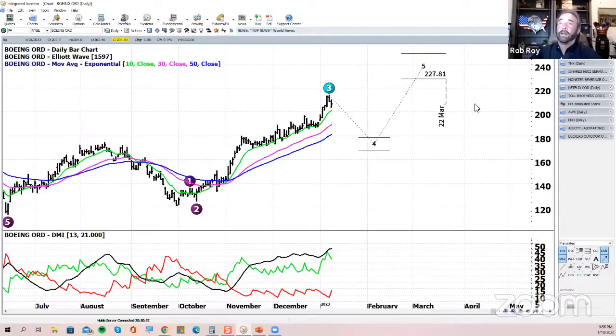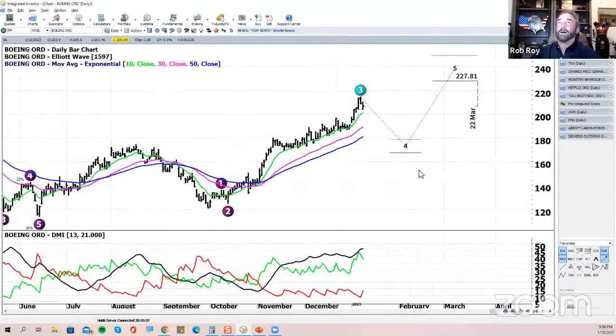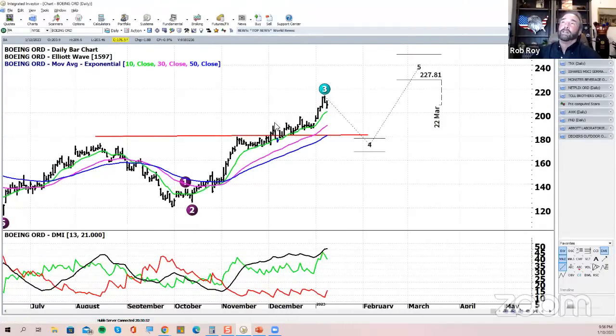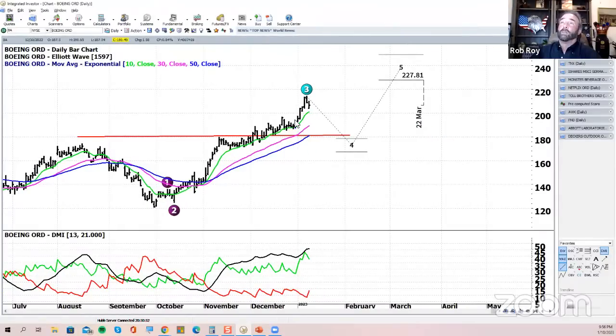It doesn't mean it can't go higher, and Boeing can go higher from here. Your level to watch here is 180. As long as it stays above 180, you can stay long there. But it's gone from 120 to 210. So it's had a massive move to the upside here. Nice consolidation and break higher there.